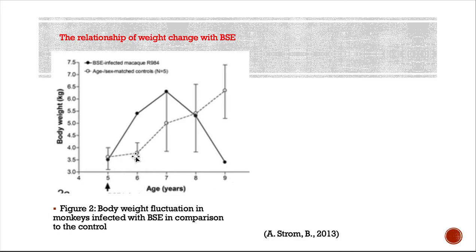And then in comparison to the control, which is the dotted line here, as it aged, it gradually gained weight, which is typically what we expect for a normal organism. So weight fluctuations in the infected monkey could have been due to the fact that it had diabetes and was also infected with BSE. So if we compare the two, the monkey as it aged, it lost weight, but the control as it aged, it gained weight.